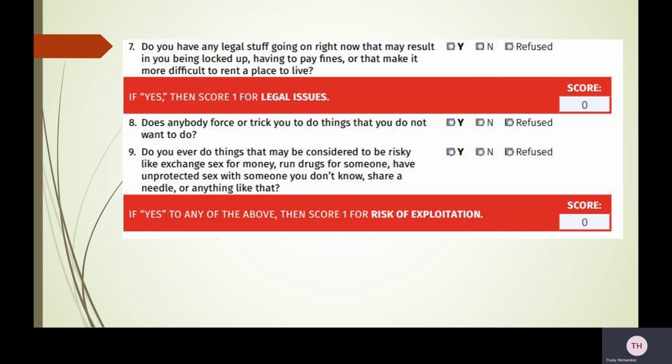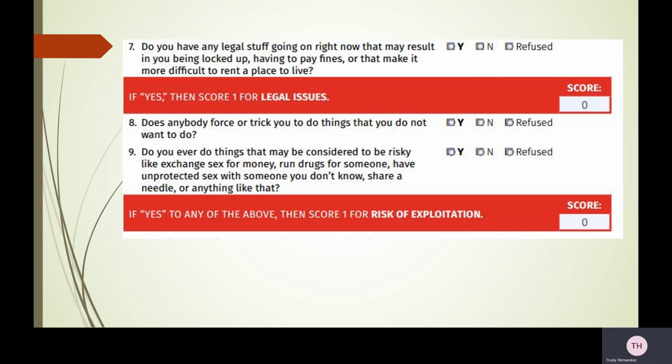On this, you want to make sure that it's very clear that this is strictly for the purposes of our survey and how we can serve them better in the future. Let them know that, depending on their answer, we will not contact law enforcement unless, of course, they give information that makes us believe that they're a harm to themselves or others.